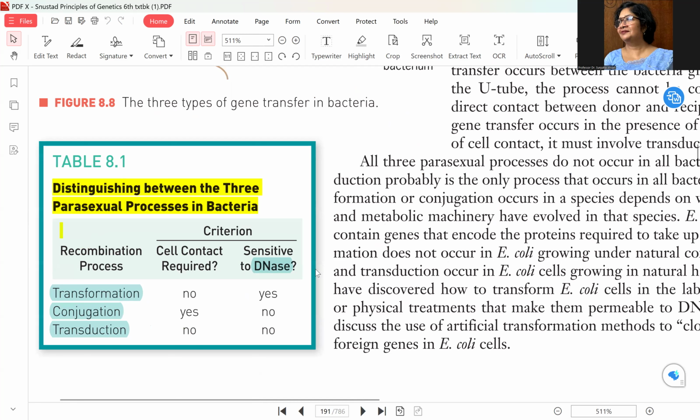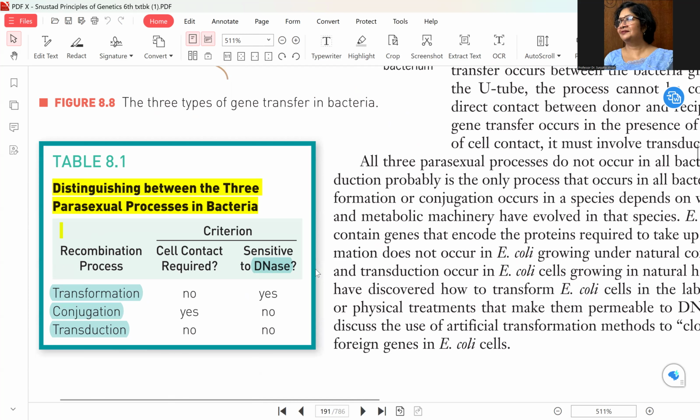In case of conjugation, cell contact is required because the DNA is transferred from one bacterial cell to another through the conjugation tube. However, this process is not sensitive to DNase because the DNA is present inside the cell or inside the tube and cannot be broken down by the DNase enzyme.